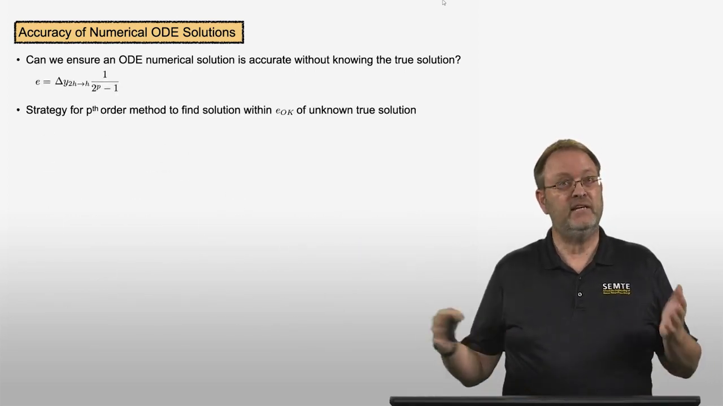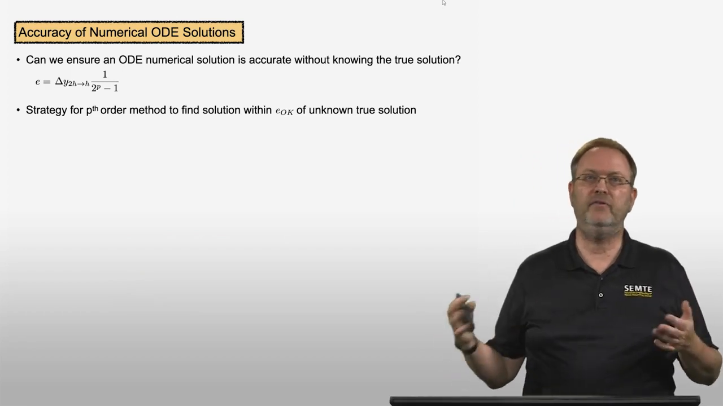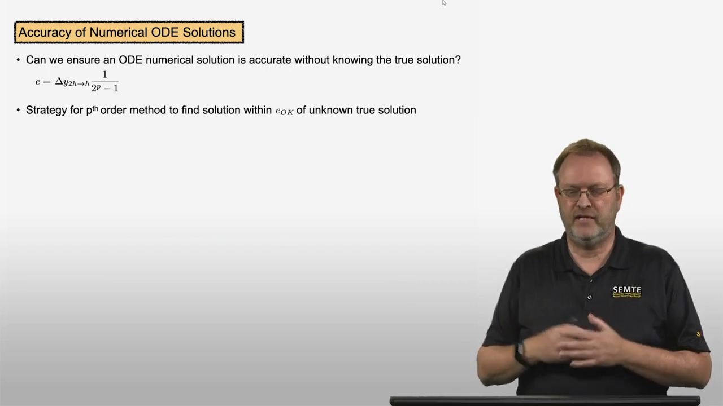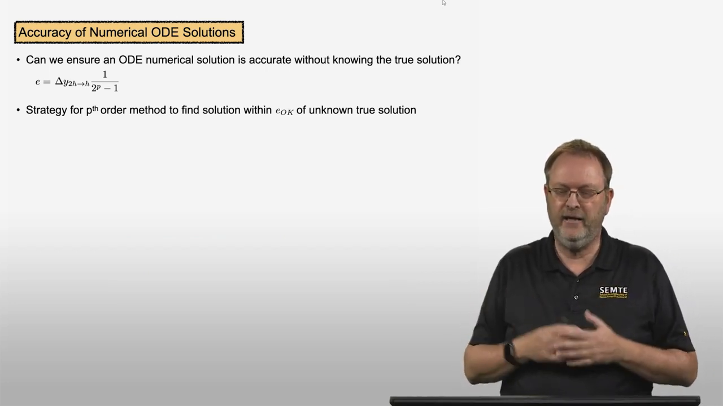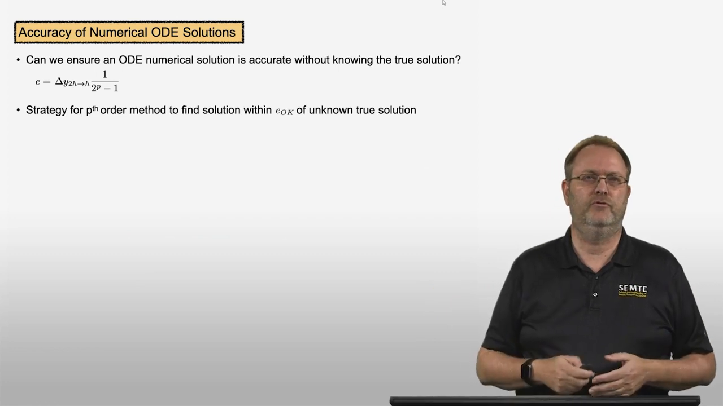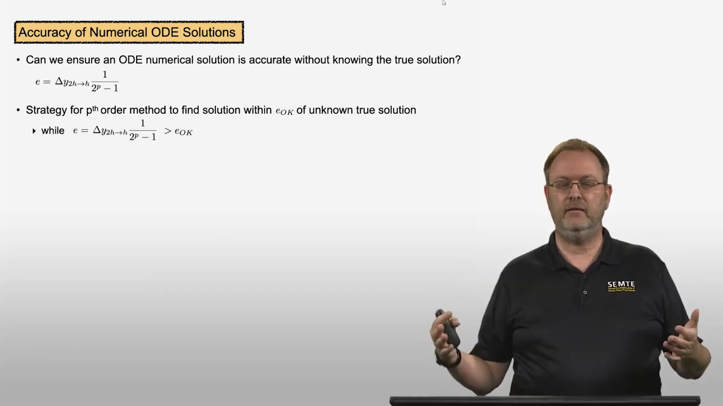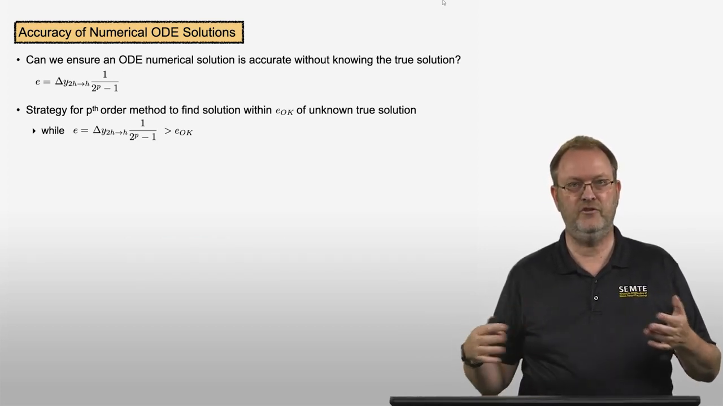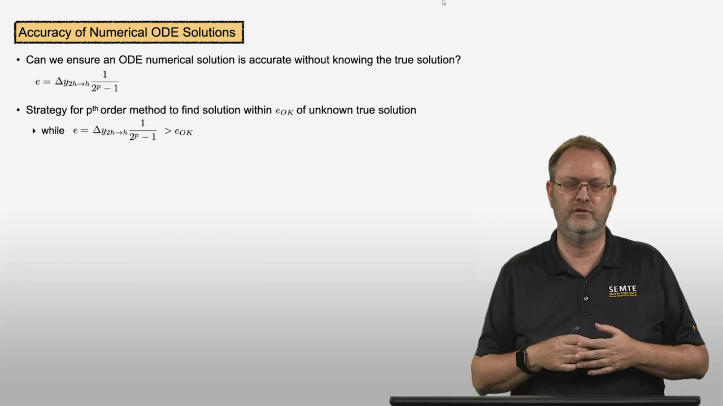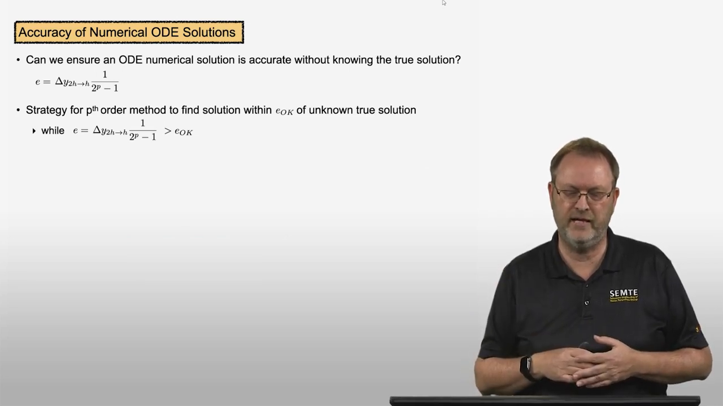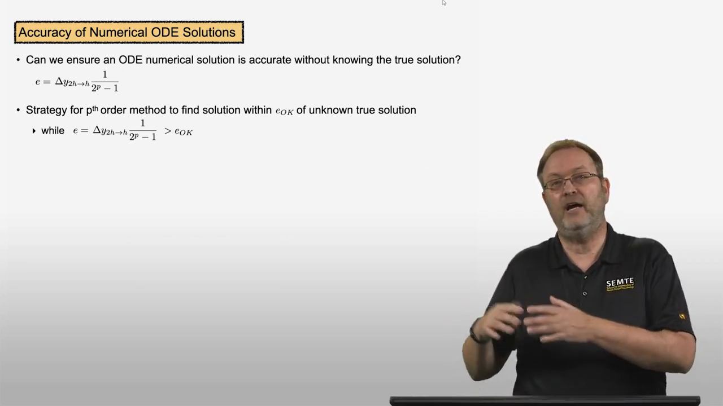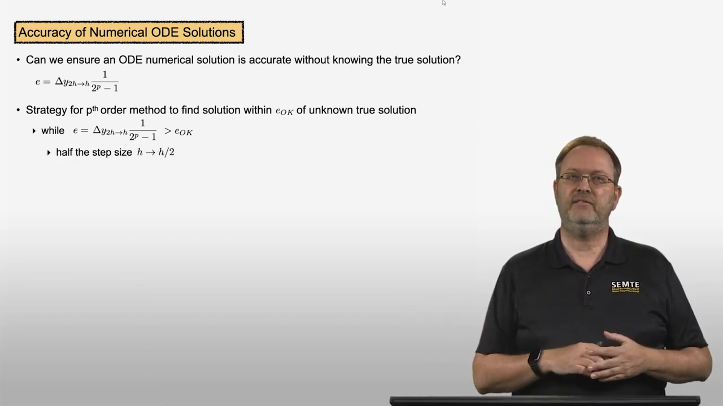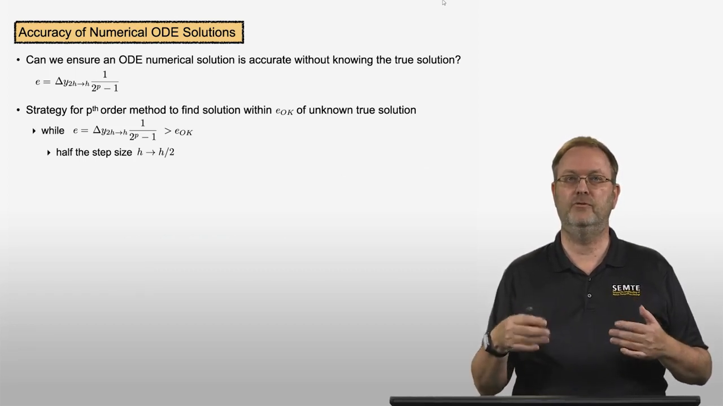Okay, so here's then the strategy for a pth order method to find the solution within a certain threshold. Let's call that threshold EOK of the unknown true solution. All right? While my estimate here for the error, which is the change from a simulation with 2h to h times 1 divided by 2 to the power p minus 1, is greater than my OK error, EOK, then do this. Half the step size, so set the new h to h over 2.